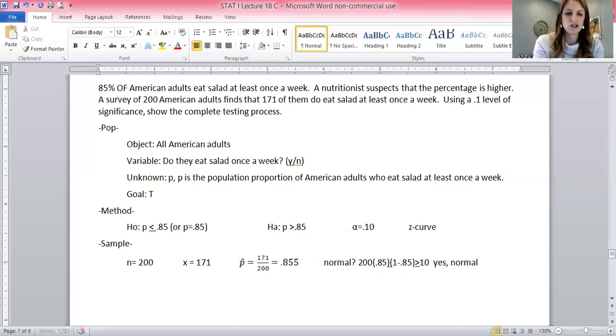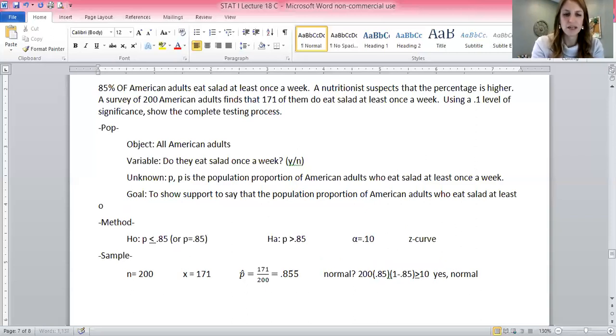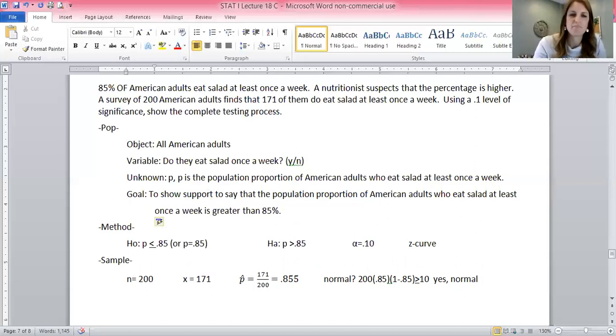Okay, so I'm going to say to show support, to say that the population proportion, since we're doing this all in Word, we could just copy and paste, of American adults who eat salad at least once a week is greater than 85% or 0.85, either one works, okay? So let me just format this. So that's what your goal would look like, okay? So there it is.